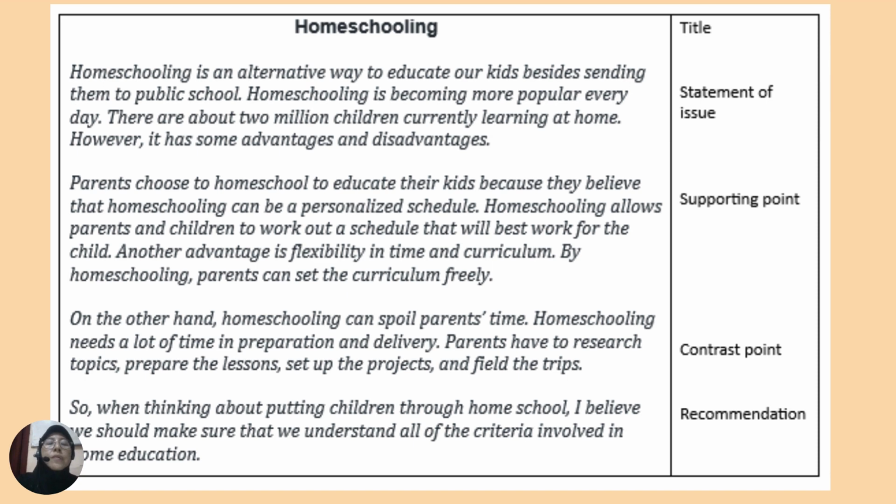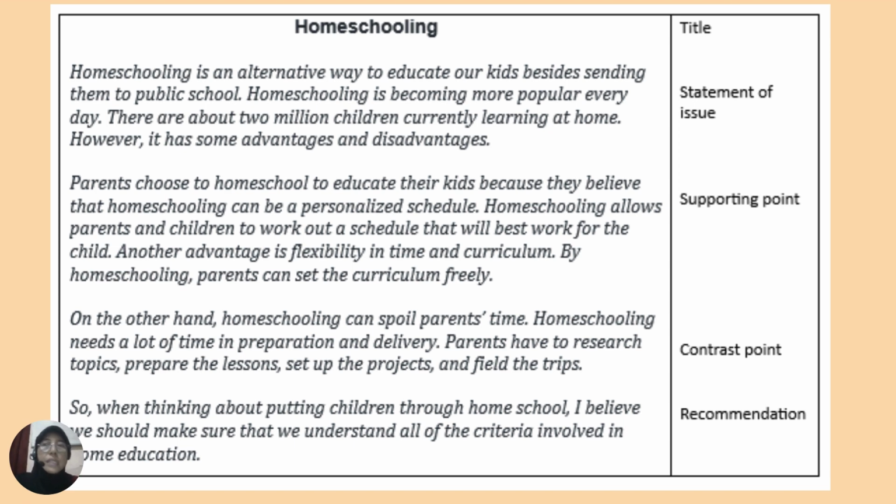Now, in this part, we know that it shows the arguments against the statement of issue, because we know that there is the phrase on the other hand. Okay, on the other hand is a conjunction to show contrast. And then the last one is showing a recommendation. That sounds: so when thinking about putting children through homeschool, I believe we should make sure that we understand all of the criteria involved in home education. The last one is about recommendation.